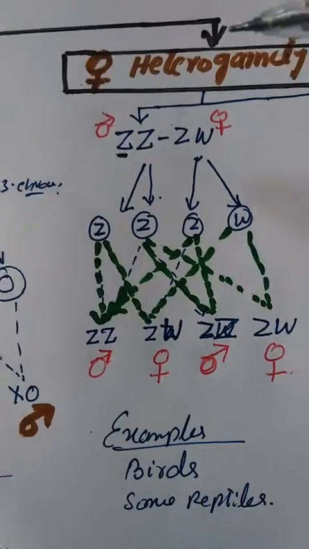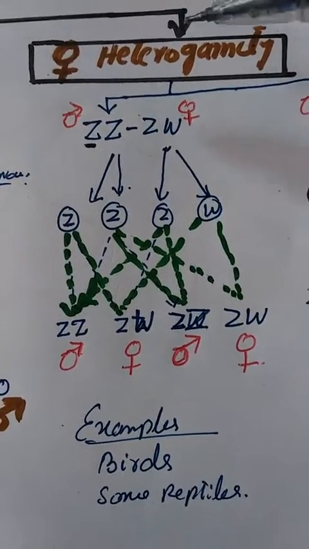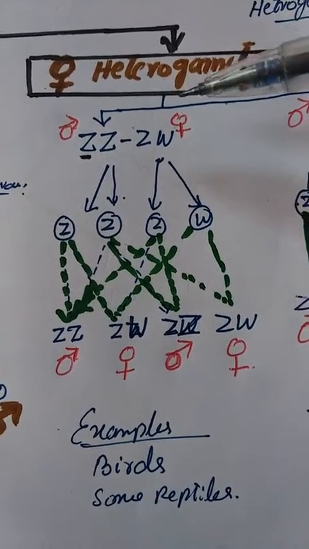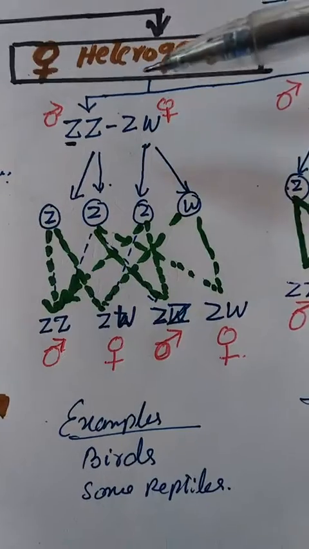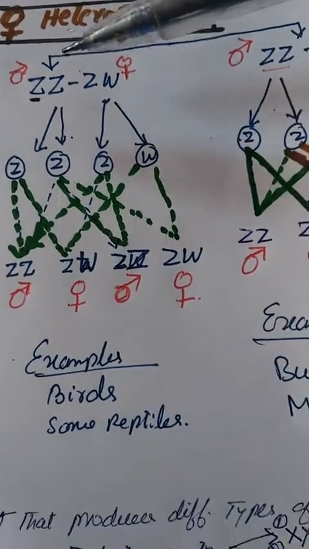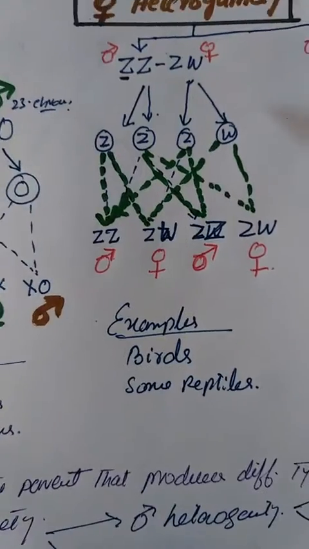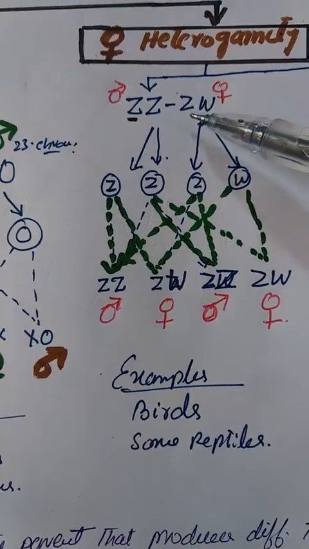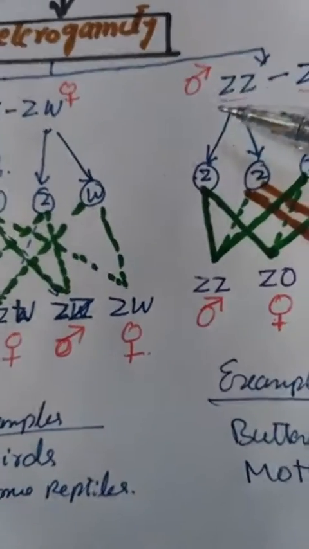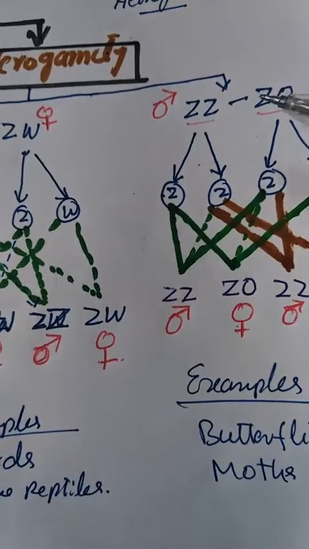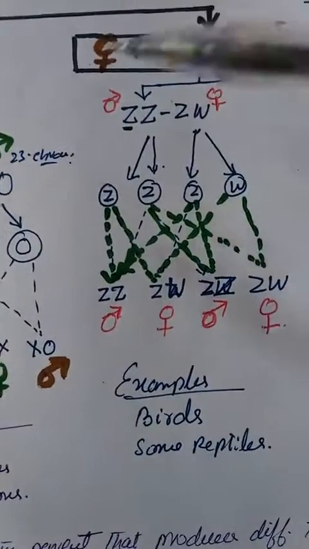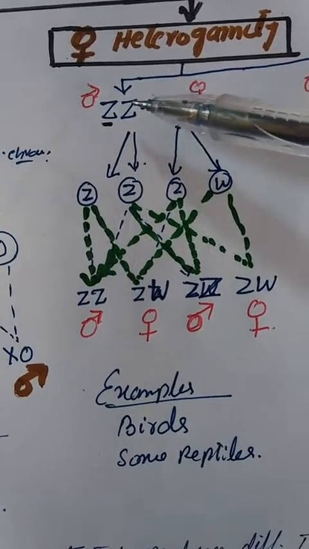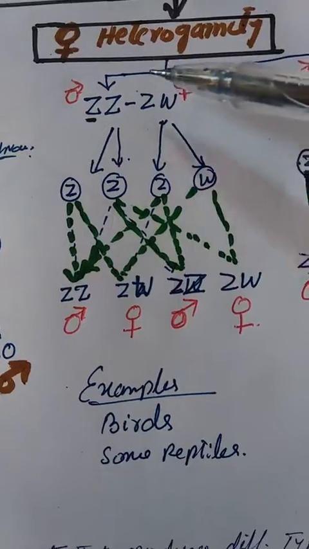Now we will discuss the female heterogamety, because in some organisms it is the female which is capable of producing the heterogametes and is responsible for the sex determination. Among these, one method is ZZ and ZW, and another method is ZZ and ZO. Here, in fact, X is replaced by Z so that any confusion may not occur while studying.